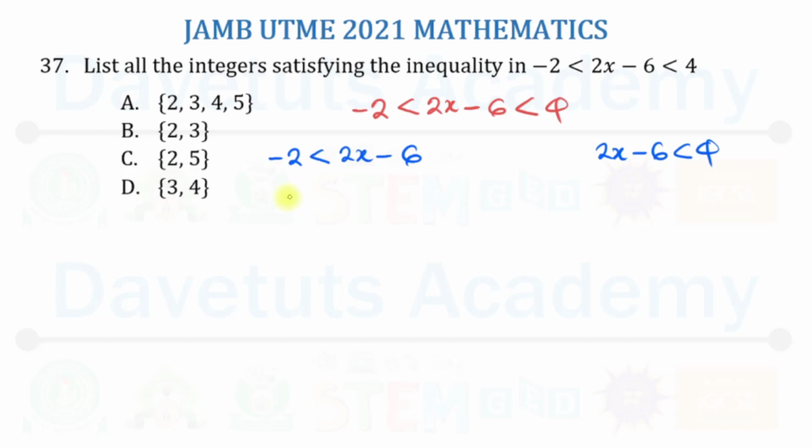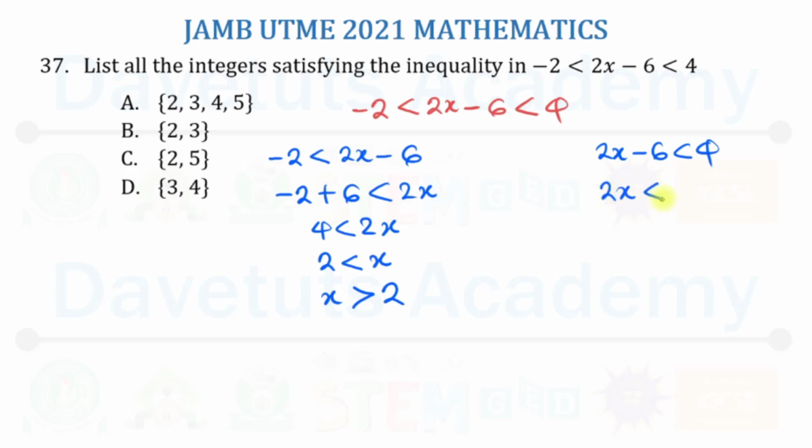Here we can have it that -2 + 6 < 2x. So we have 4 < 2x, so if we divide both sides by 2, it will be 2 < x, or we can say x > 2. Or here in this case, we can just say 2x < 4 + 6, so that 2x < 10, and that will mean x < 10/2, which is 5. Okay, so we have x > 2 and x < 5.